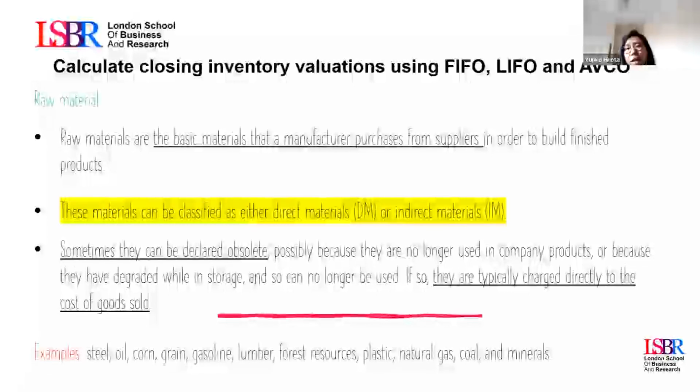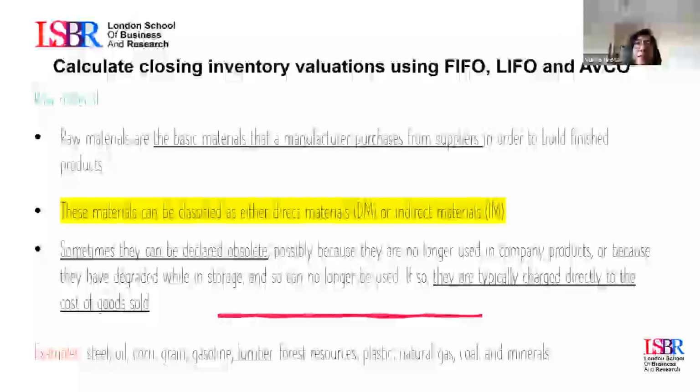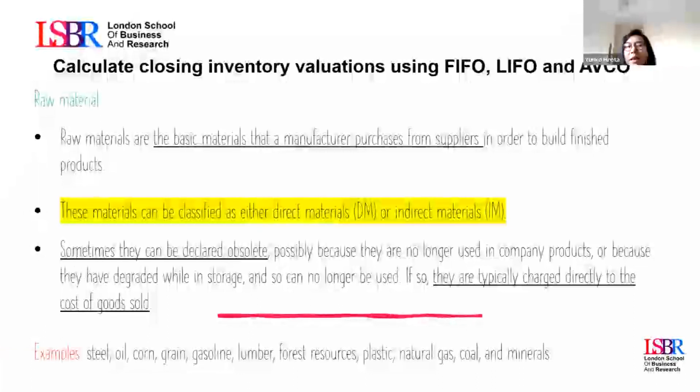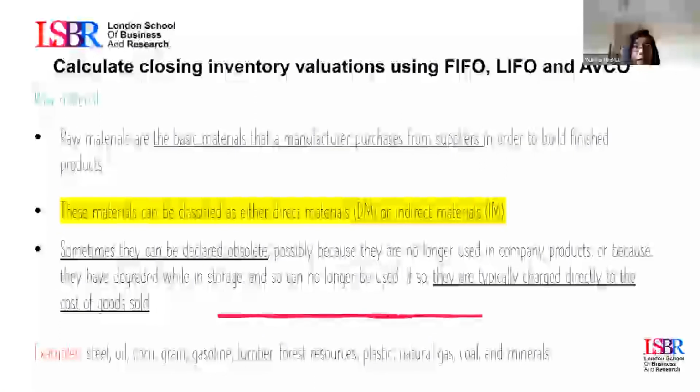But sometimes raw materials can be declared obsolete. It means that we cannot use this material anymore, because maybe it has expired, or maybe because these materials are not in the best trend. If we think, for example, of the fashion industry, raw materials can be declared obsolete. And when raw materials are declared obsolete, the cost of these obsolete materials needs to be charged to the cost of the product.